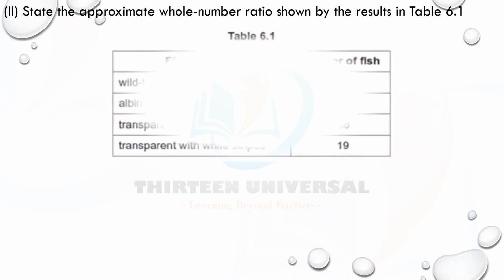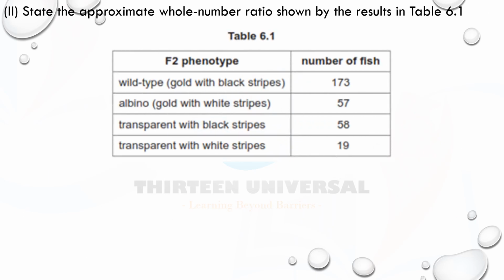Okay, let's go on. State the approximate whole number ratio shown by the results in table 6.1. Now, guys, don't forget that anytime you do a dihybrid heterozygous cross for genes that are not linked, the phenotypic ratio is always 9 to 3 to 3 to 1. So have it in mind. The answer is 9:3:3:1.